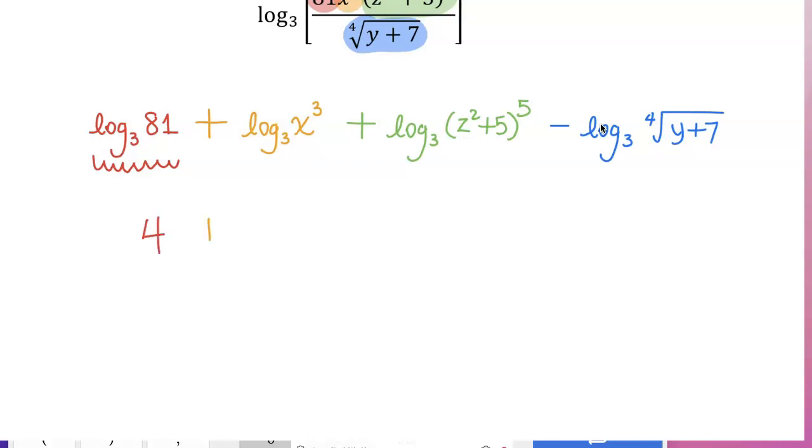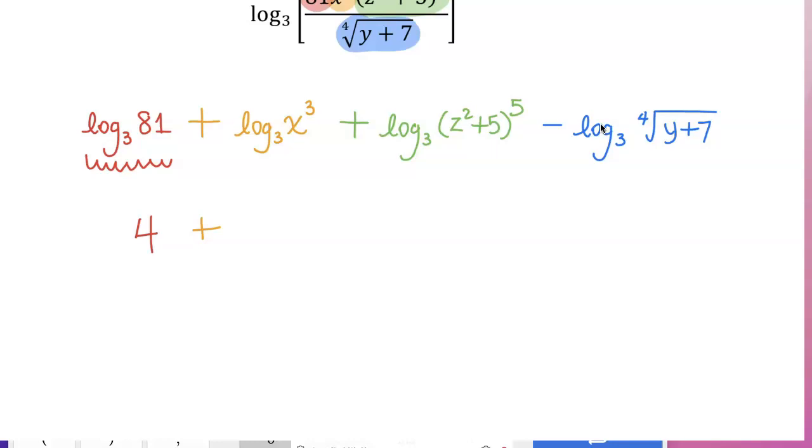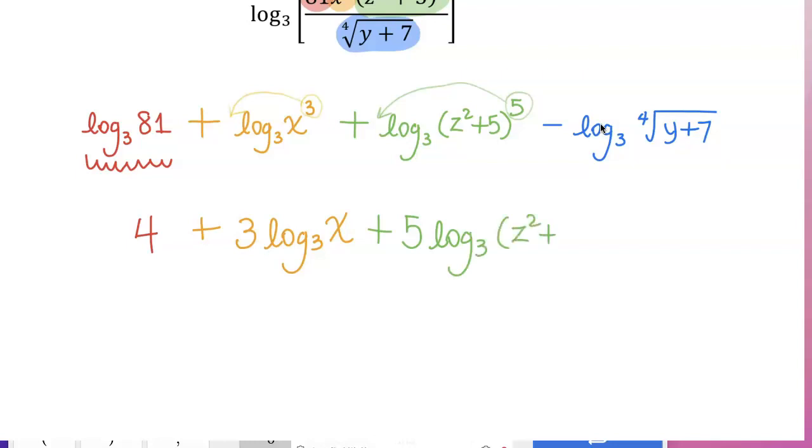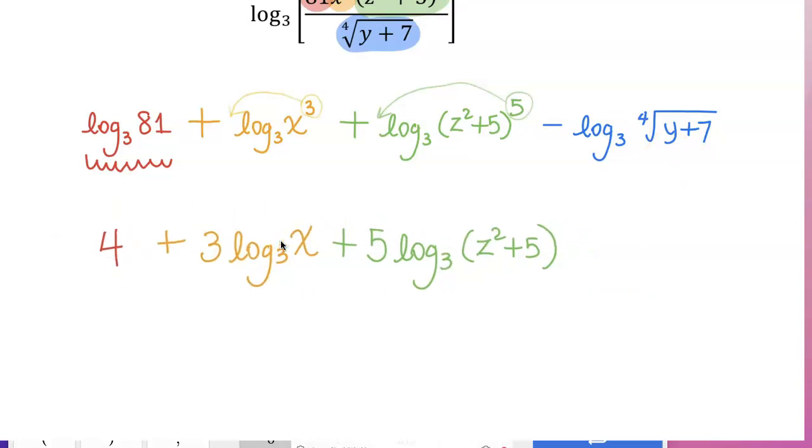Moving on to the orange, the second term. Bring that exponent of 3 in front and write it as 3 times log base 3 of x. Same thing. Bring that exponent of 5 down to the front and write it as plus 5 times log base 3 of z squared plus 5, without the exponent. Now, the blue needs a little work though, okay? I'm done with the first 3 terms. They're going to wait here.